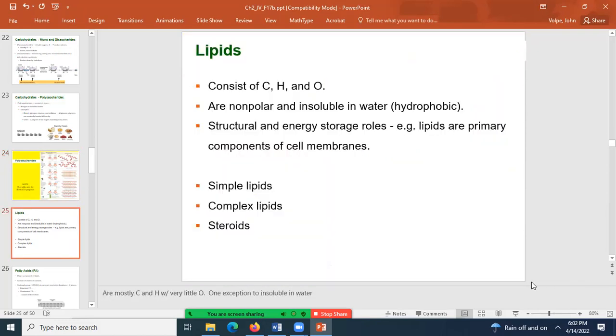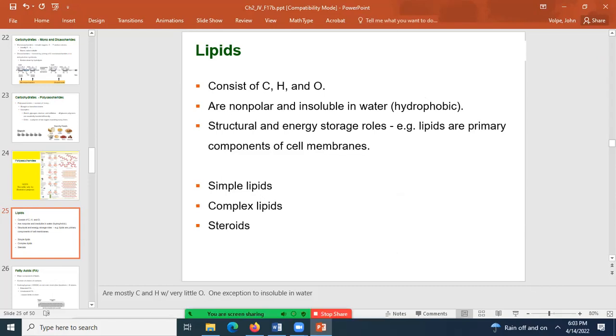All right, let's talk about the second of the biological molecules. And the second of the biological molecules are lipids. They consist of carbon, hydrogen, and oxygen. And although they do consist of oxygen, you should realize that there's very little oxygen in a lipid.